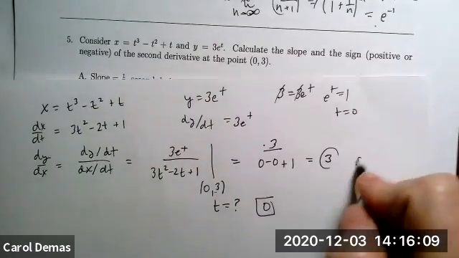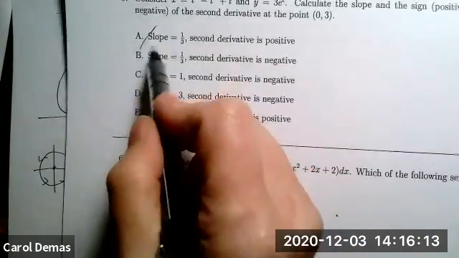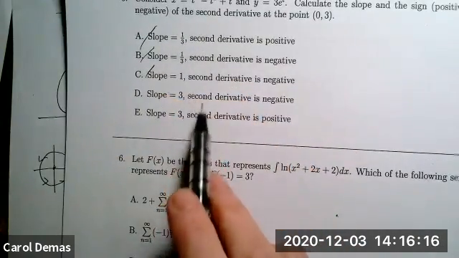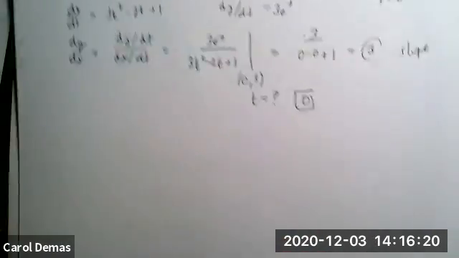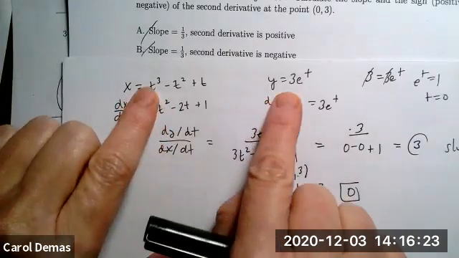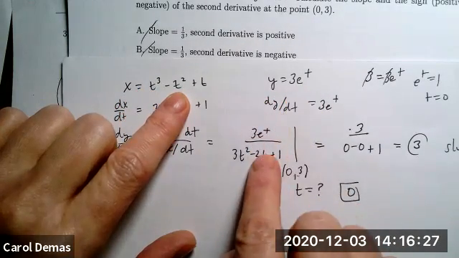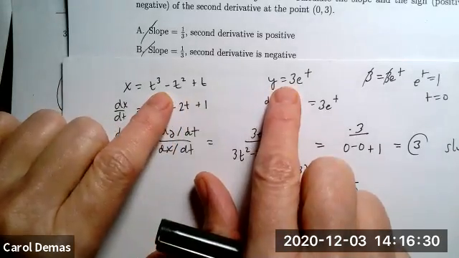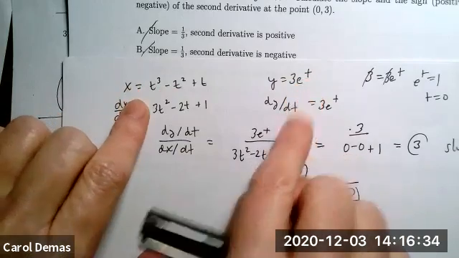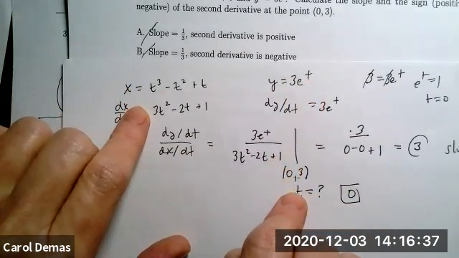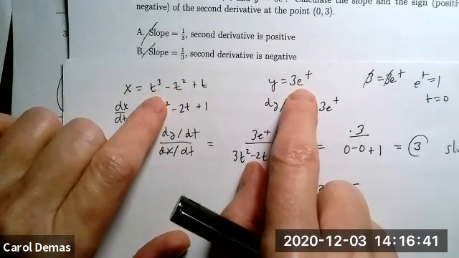So that's the slope. So our answers can only be D or E. And now we have to see the sign of the second derivative. Because x and y both depend only on t, the only thing you can plug in here is t, so you have to figure out what t gives you x equals 0 and y equals 3. Do you see that now? t is the only variable in the right-hand sides here.